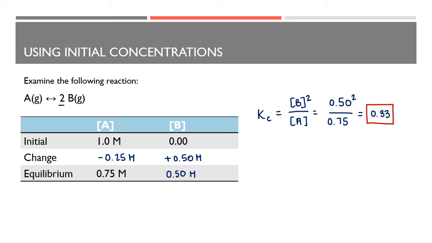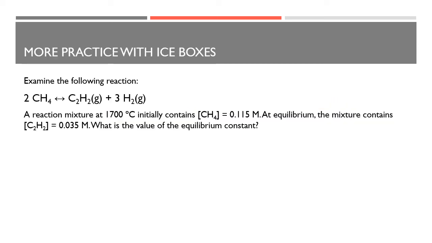So one thing that we are going to be using a lot of are these ICE tables or ICE boxes. We start with our reaction. We need to know what the reactants are and what the products are, the initial concentrations of everything, how much each changes, and then the final equilibrium concentrations.